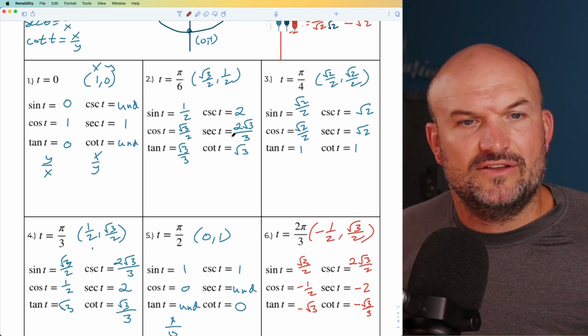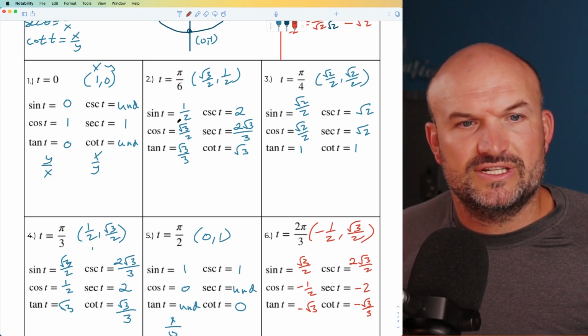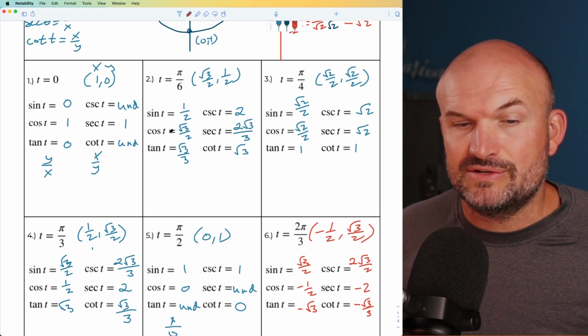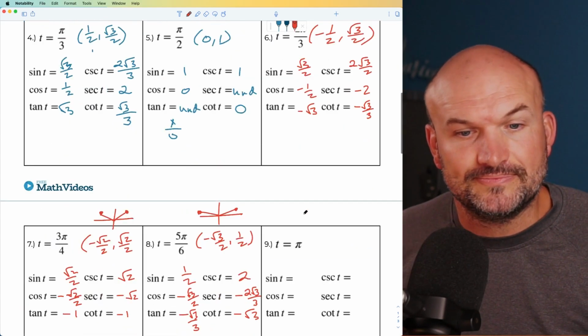I guess I have to look at, but see how they're swapped, right? So they're just the differences of each other in this grid. Like sine is square root of 3 over 2, cosine's 1/2. Now cosine's 1/2 and sine is square root of 3 over 2, right? So you can kind of go through memory on that.